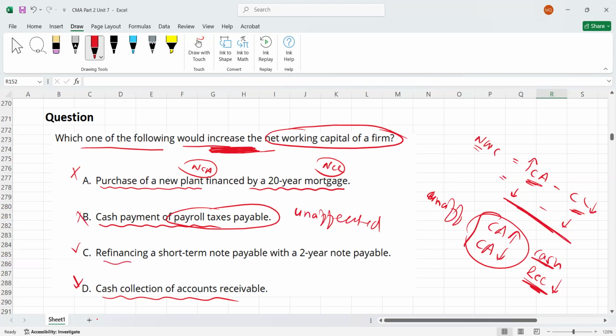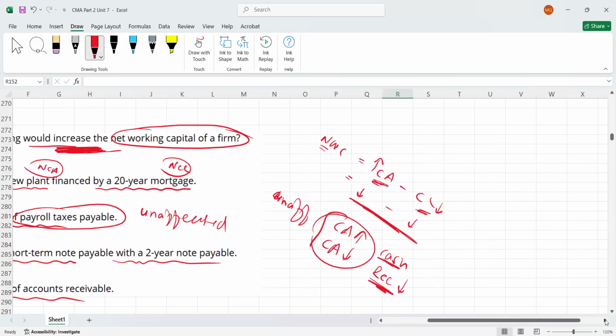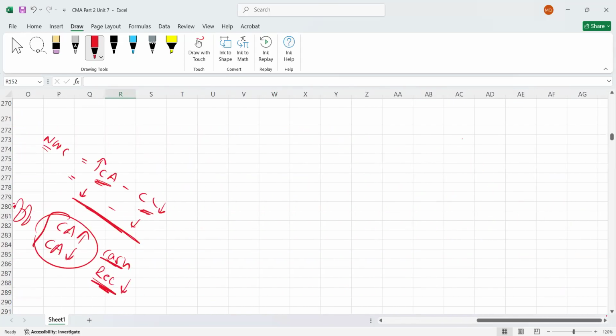They are saying refinancing a shorter note payable with a 2-year note payable. I'm not sure if you have an idea about refinancing, so let me explain here. A short-term note is your current liability, and a long-term note is your non-current liability. In the question he told you non-current liabilities. Now what does refinancing mean?